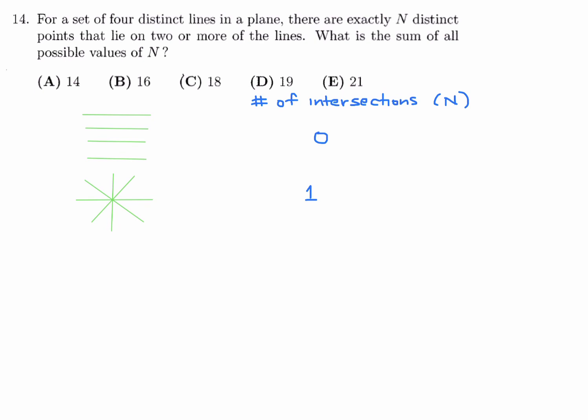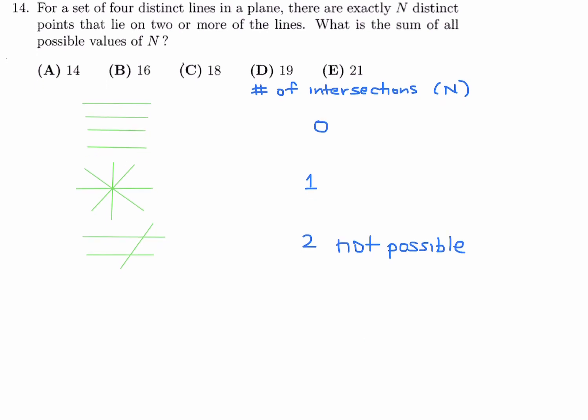Can I get 2 as the intersection points? If you fiddle around with this one, you'll find that there's really no way of getting exactly 2. There's 2, but where do I put my third line? If I put my third line here, I get 4. If I put my third line here, I get 3. If I put my third line here, I get 1, 2, 3. If I put my third line here, I get 4. So there's no way of getting 2. So 2 is not possible, and that's, I guess, the key to the question right there.